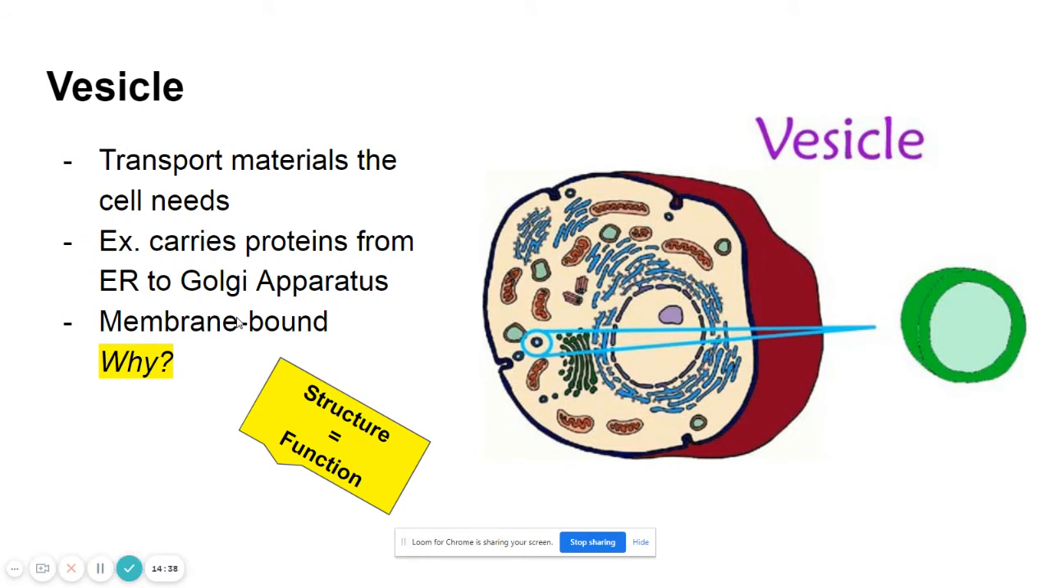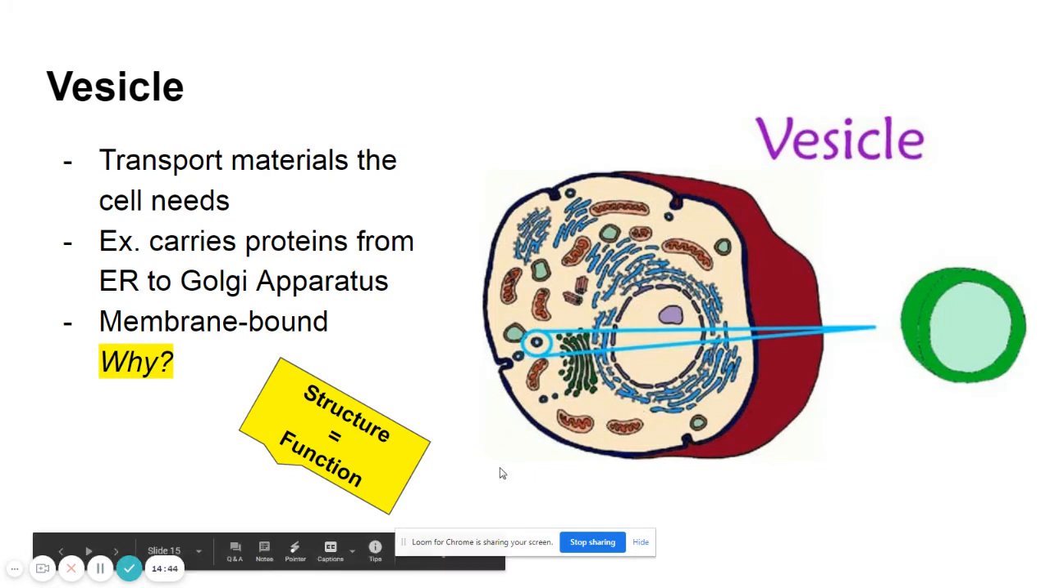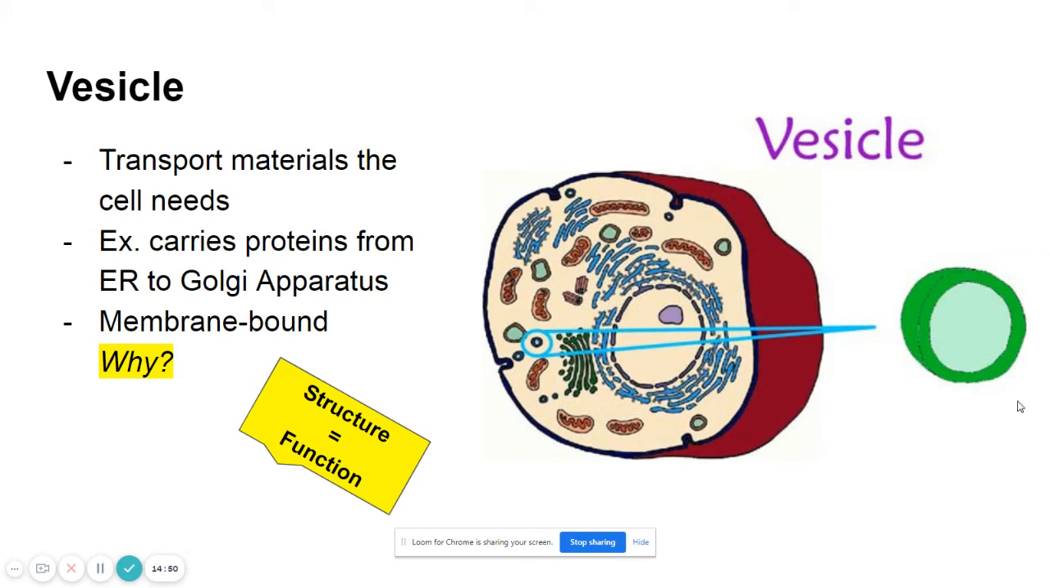It carries materials so that they can be moved around the cell, but also outside of the cell. And vesicles contain a membrane around them. So they have this cover or layer around them. Why do you think vesicles might contain a layer or a membrane?